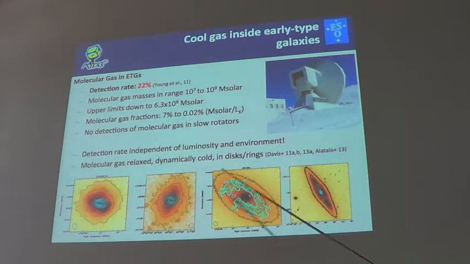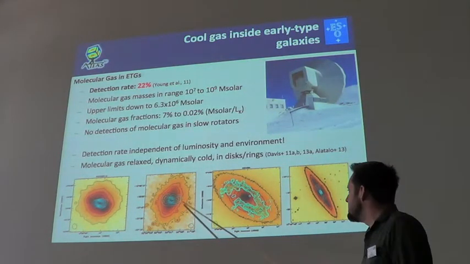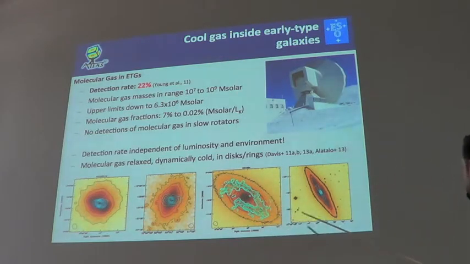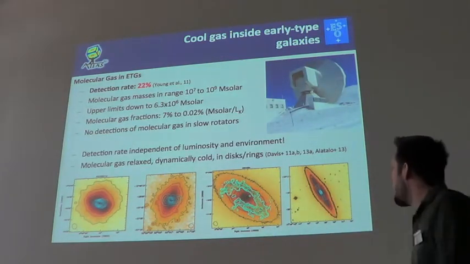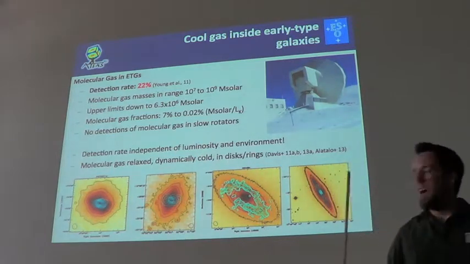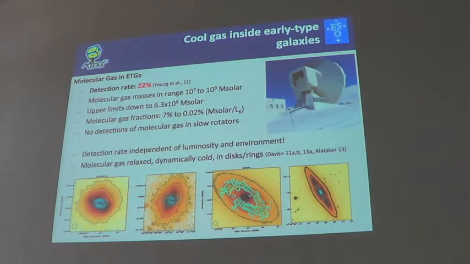So this is interferometry from our CARMA survey. You can see these nice ring-type structures, effects of bars, misaligned disks, but it's kinematically relaxed in 90% of cases. So this is not train wreck galaxies.